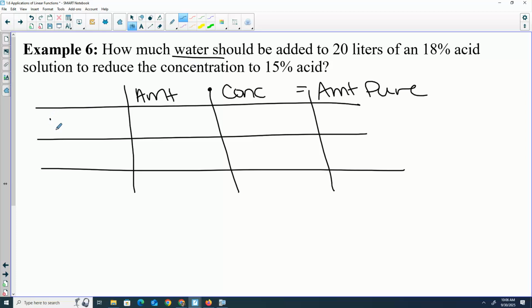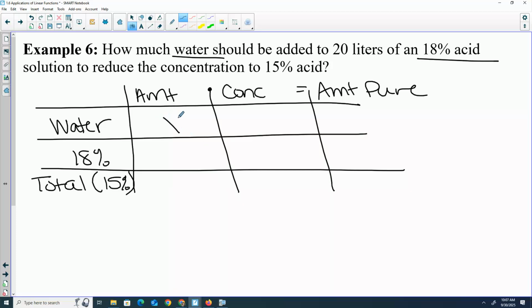How much water? So water should be one of these rows. Should be added to 20 liters of 18% acid solution. So I have an 18% solution. And my total, I want to reduce it to 15%. So I'm trying to get 15% for my total. It starts off how much water? So what should I put for my amount of water? Okay, should be added to 20 liters of the 18%. So what would my total be?